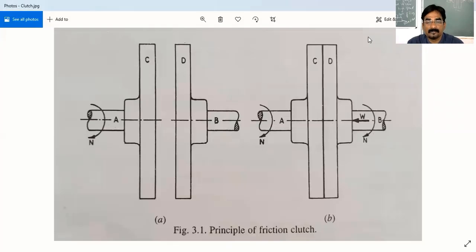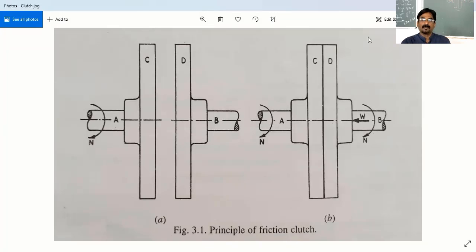Good morning. Today we are discussing the clutch. The clutch is the main part of the vehicle. It is able to transmit the engine power to the transmission section. It is a mediator between the engine and transmission. Suppose there is no clutch, the engine power cannot be transmitted to the transmission section.